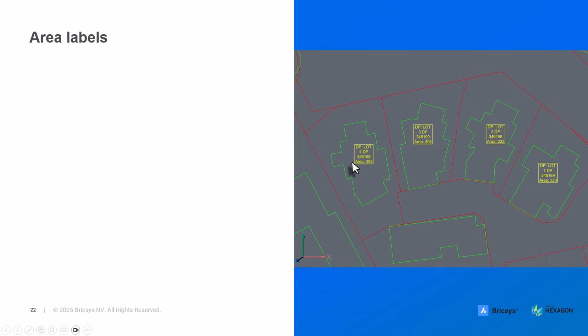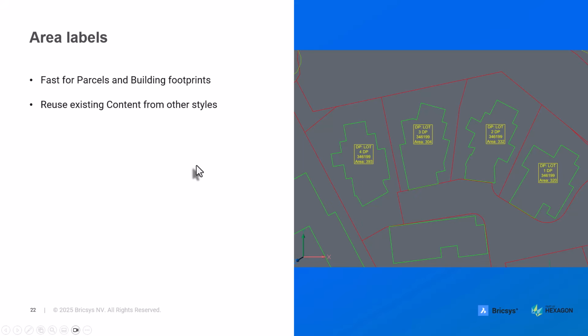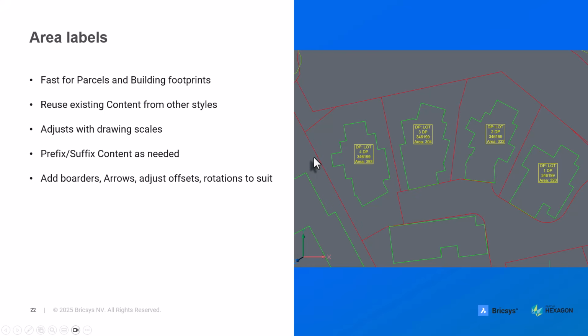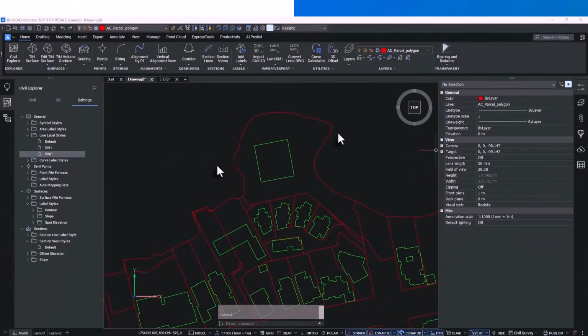With area labels, we can use this for doing parcels or building footprints. So in this demo, we're looking at the deposit plan for a lot, looking at the number and the area. We can reuse this content from other styles. We can set up a template, and as we work with this, it will adjust with the drawing scales. Again, you can add that prefix, suffix as needed. Add the borders, the arrows, the offsets, and rotations.